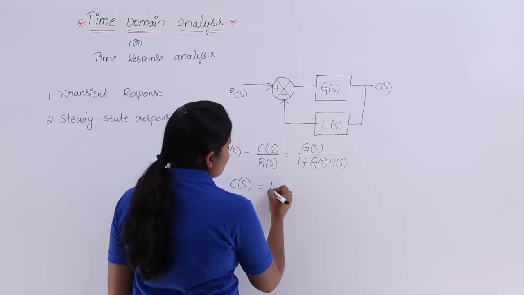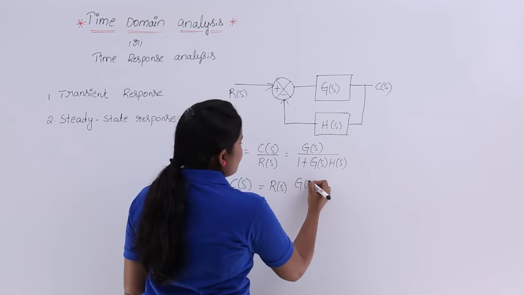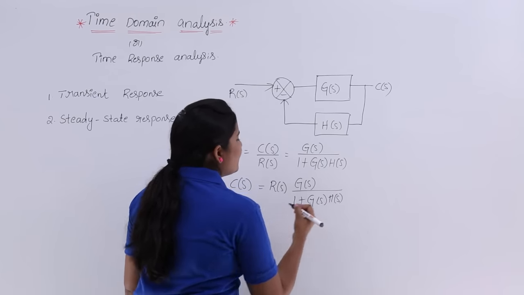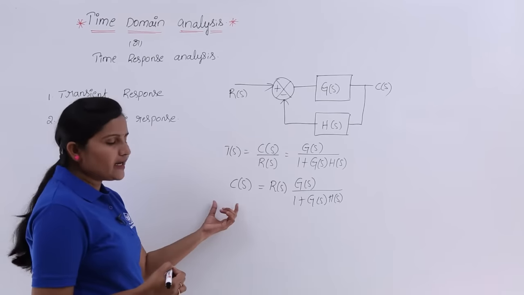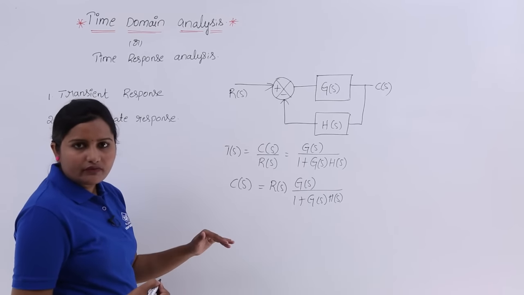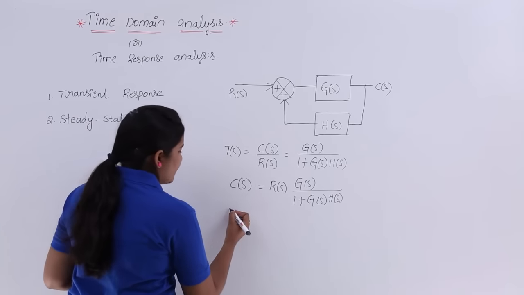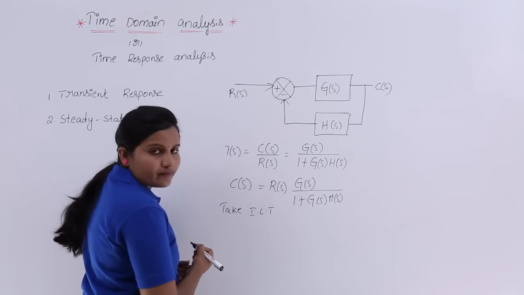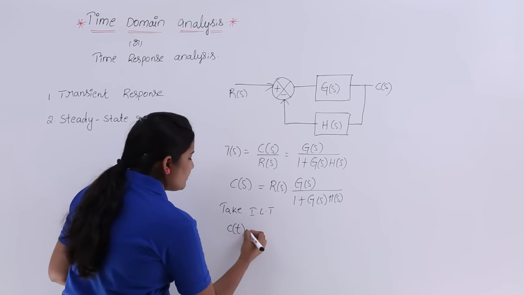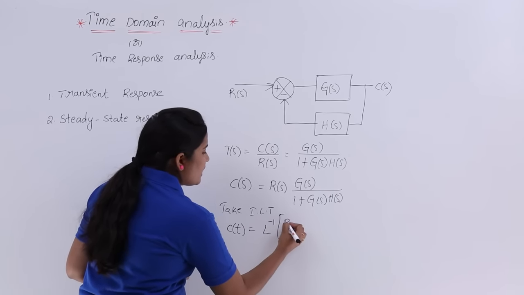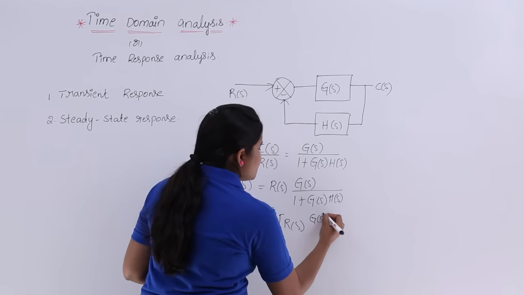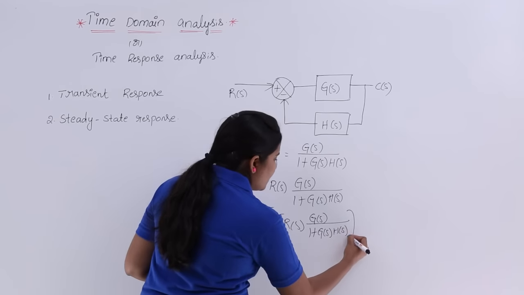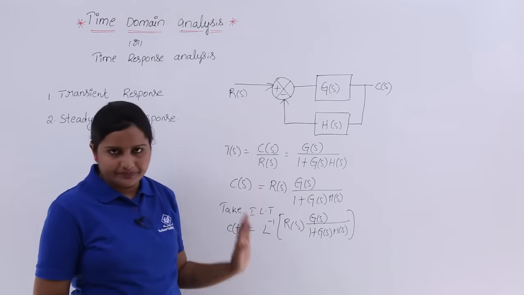By this I can write the equation for C(s): C(s) equals R(s) times G(s) divided by 1 plus G(s)H(s). To get the time response, that is c(t), take the inverse Laplace transform on both sides. You will get c(t) equals the inverse Laplace transform of R(s)G(s) divided by 1 plus G(s)H(s). This way we can get the time response of the system.